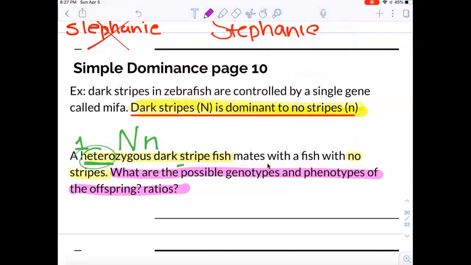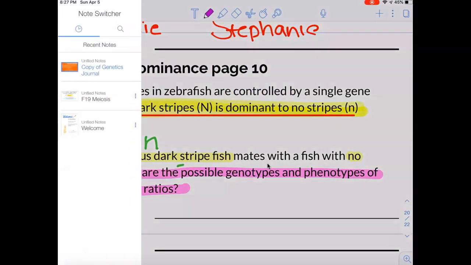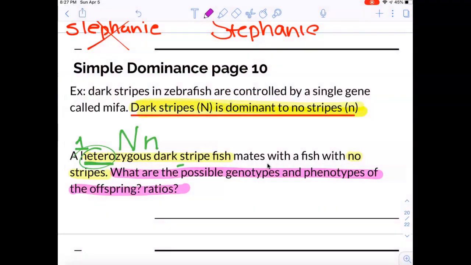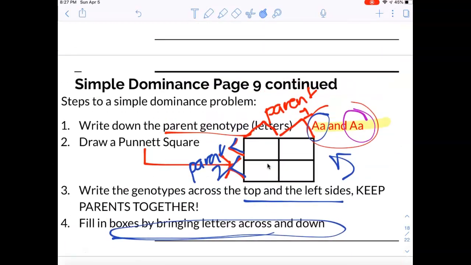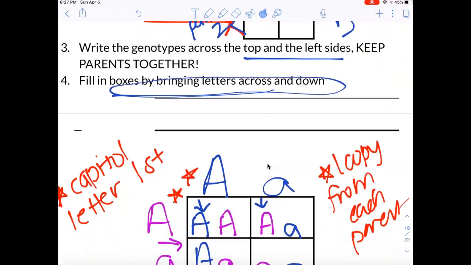Parent 2 is a fish with no stripes. No stripes is recessive. How do I get a recessive phenotype? I have to have 2 copies of it. So I have little n, little n. Now I have my 2 parents' genotypes. What am I going to do? I'm going to draw a Punnett square.